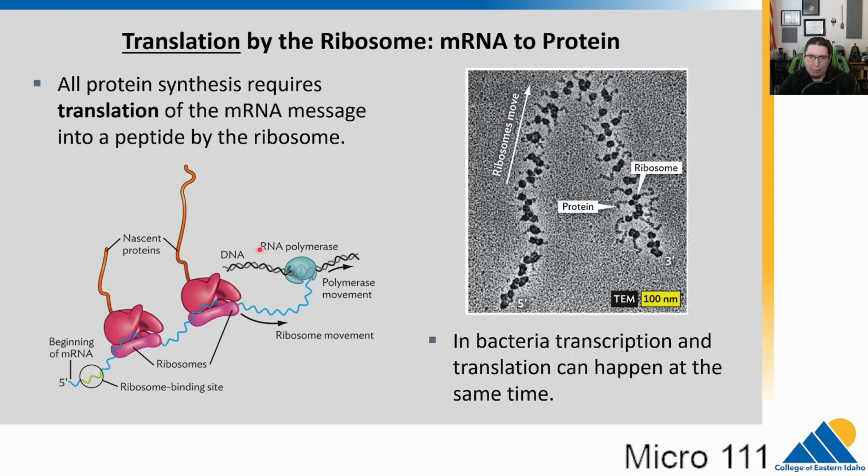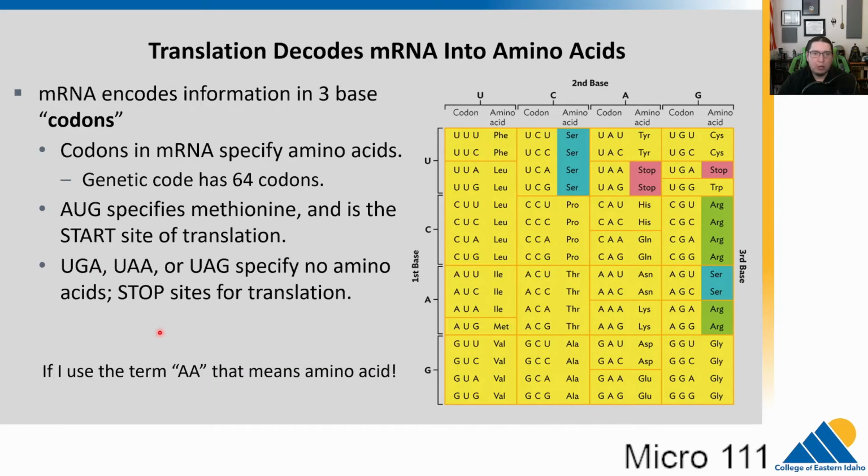Okay, so what actually happens, right? Well, RNA polymerase makes RNA, and then the ribosome comes in and reads that and translates the message into amino acids. How do we decode that message? Well, translation decodes mRNA into amino acids using 3 base pair groups called codons. So every 3 bases, that codes for a specific amino acid.